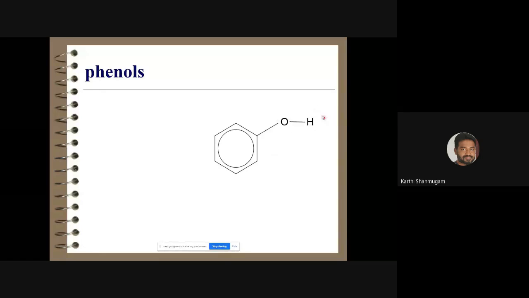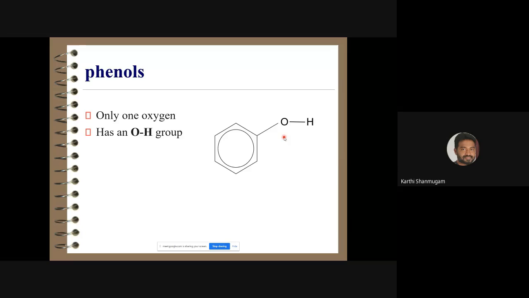Already we discussed about OH, right? What's the name of the OH functional group? Alcohol. So can we call this alcohol here? If the OH group is attached to a phenyl ring, we should not call it alcohol. It's a kind of phenol. So this functional group is called the phenol functional group, right?